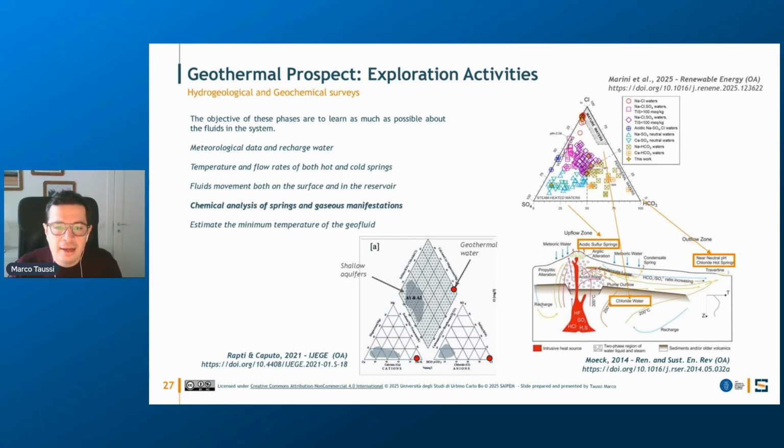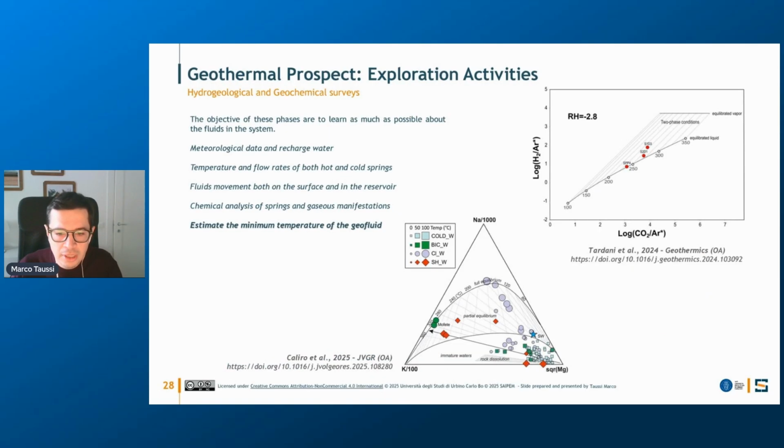In addition to interpreting fluid mixing and its spatial distribution, it is essential to understand the nature of the geothermal fluid. As mentioned, identifying mixing with colder waters allows us to account for these processes when estimating the minimum temperature of the geothermal fluid at depth using geothermometric methods.